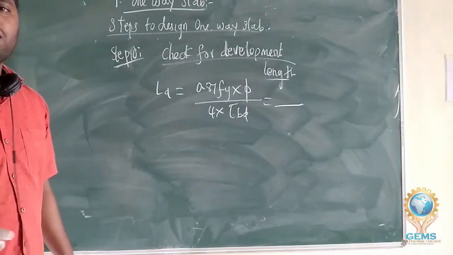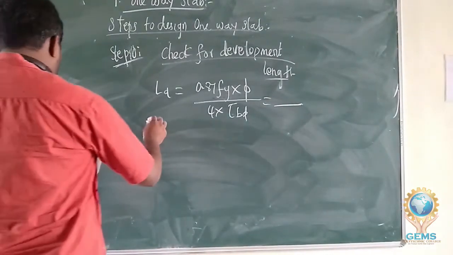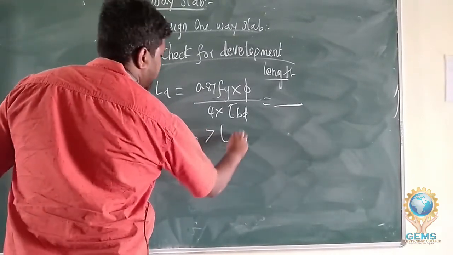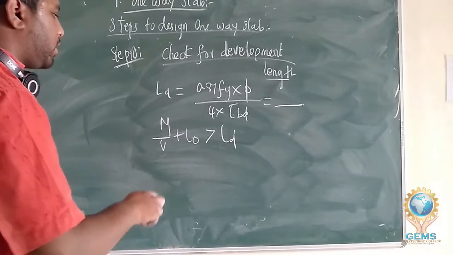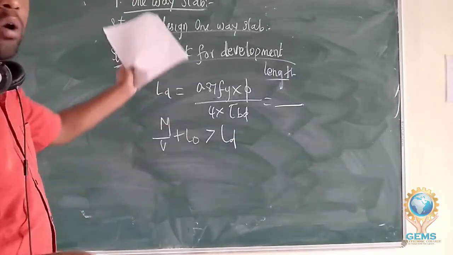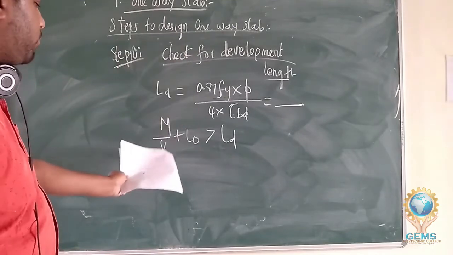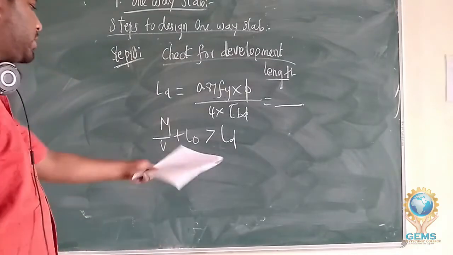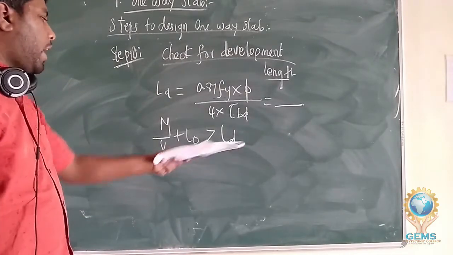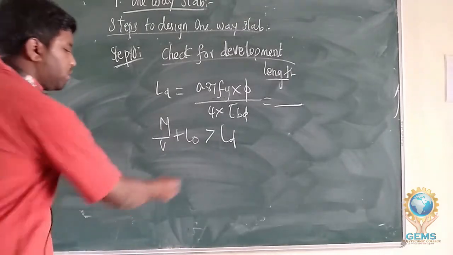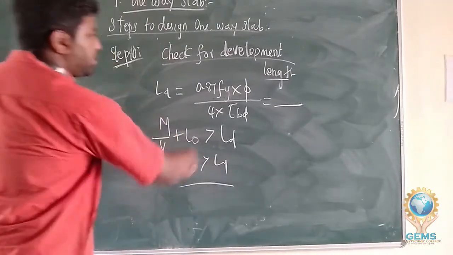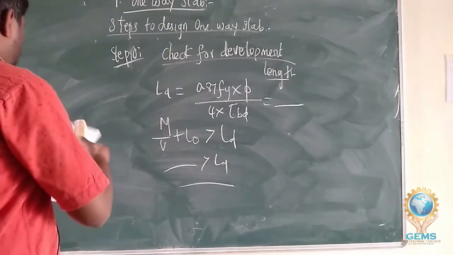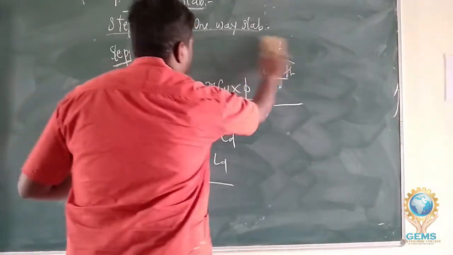And you must also check, how will you check, there is a formula: M by V plus L naught should be greater than Ld. You study the development design, right? So moment you have already found, wl square by 8. This is the formula, Vu, you have done in the previous step. By shear force plus L naught, which is always 0. And if you substitute this M by V, you will get an answer that should be greater than Ld. So the development length check is done.